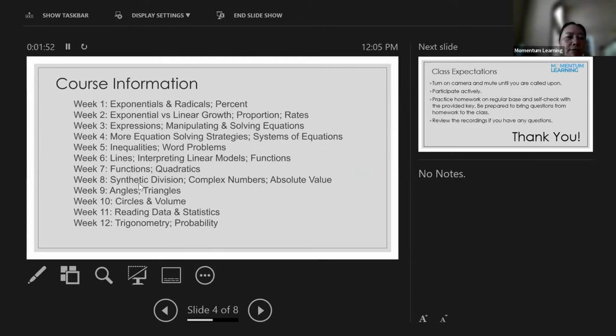Our outline is on the Momentum Learning website. So we have week 1, week 2, so far, to week 12, where we have some advanced topics, trigonometry, probability, starting with the basics. And not to say just the basics. The first couple of weeks lay out the fundamentals, and a lot of the questions on the SAT math have all those foundations in them.